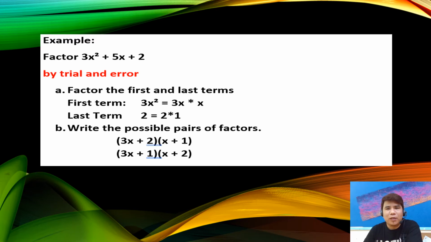Write the possible pair of factors. See, your factors are quantity 3x plus 2 times the quantity x plus 1. How we got that? You get first the first factor and then pair it to the other factor in the last term. That's why you have 3x plus 2 and then x plus 1. Okay? And you can also write another set of possible factors, like 3x plus 1. 3x and 1, you pair together, and then you have x and 2, so x plus 2. All right, so that's it.